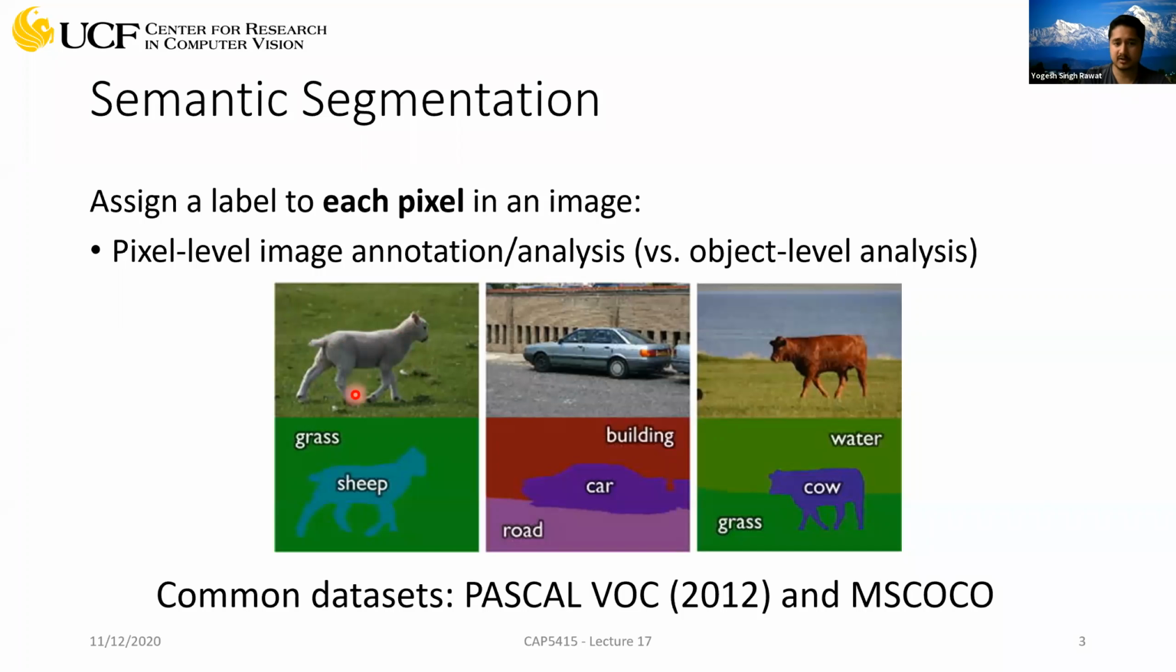But in semantic segmentation, the difference is you have that semantic meaning for each pixel. Even though this is one big region, the blue one, which is representing sheep, you know that each pixel in this region represents a sheep. So it's not just one label per region, it's one label per pixel.